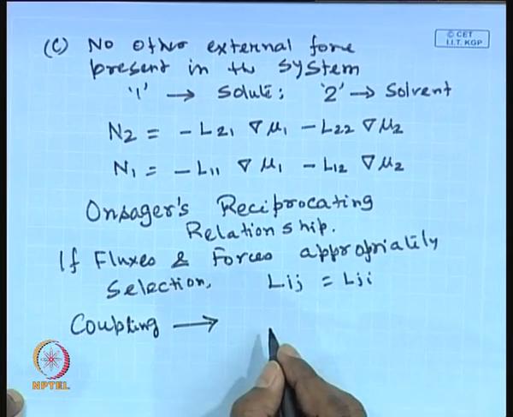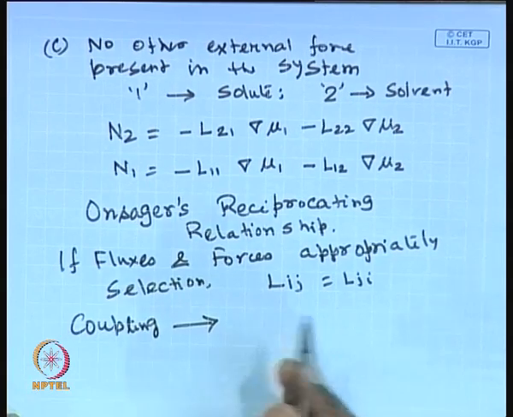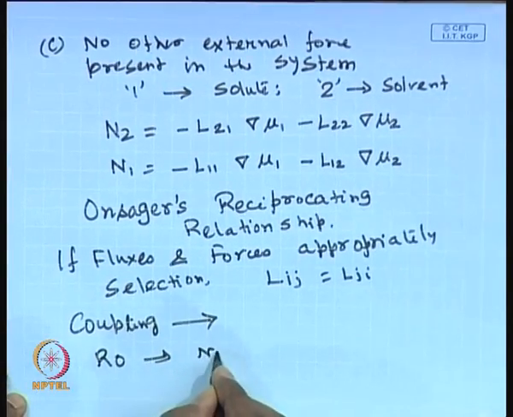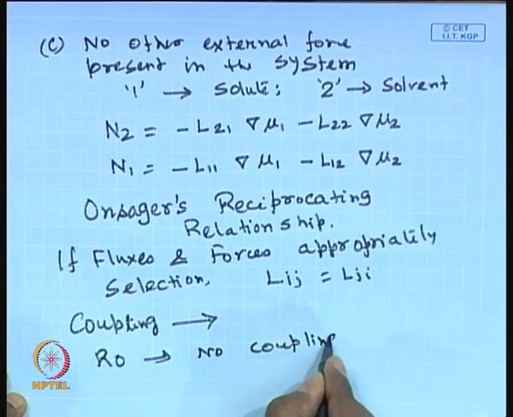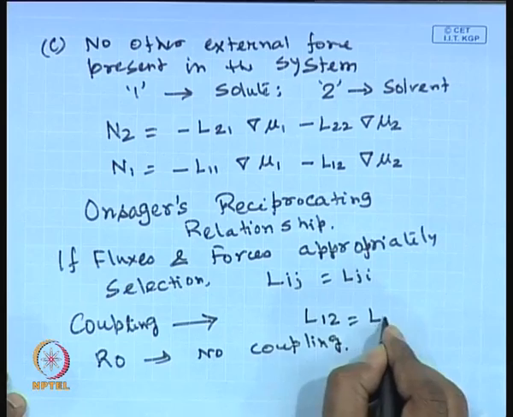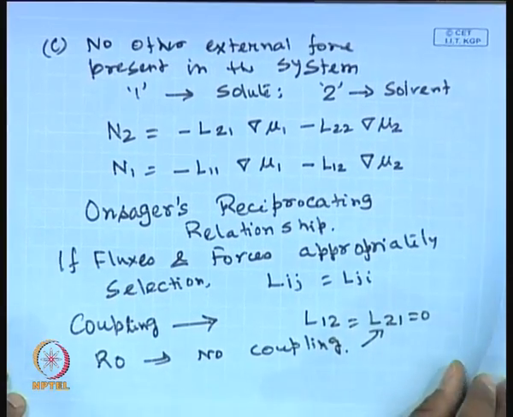Coupling is basically the influence of a driving force on the species of the other. That means the influence of a driving force that is acting on species 2 may influence the transport of species 1, and that is called the coupling or relationship between the two. And we assume that in case of reverse osmosis there is no coupling. That means L12 and L21 will be equal to 0 in this case.